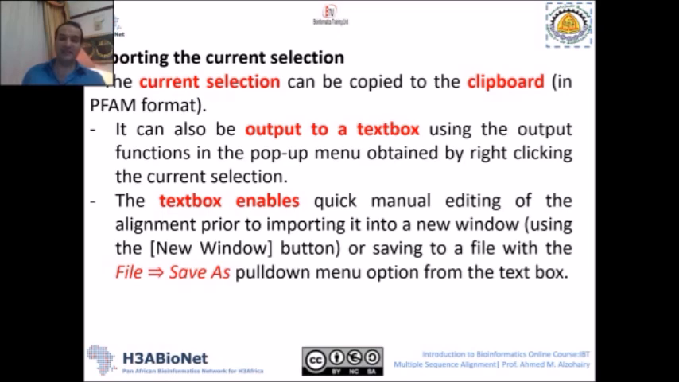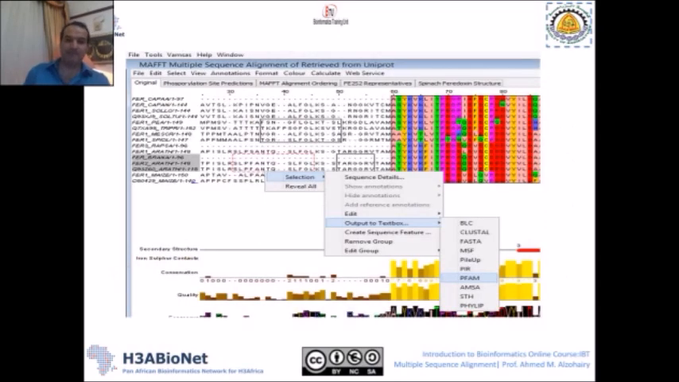For example, the textbox enables quick manual editing of the alignment prior to importing it into a new window. Of course, you can save it with the same option as save file, save as, pull down menu option from the text box. As we can see in this figure, that selection and then output to text box, and then you can choose whatever format you would like to use depending on the next program you will use to analyze this small part.